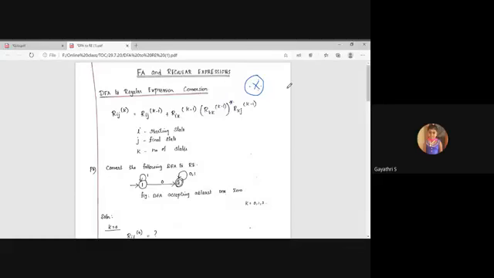This is the actual formula, the method which is called the Rij method. I am explicitly mentioning the Rij method because one more method is there, which can also be used for DFA to regular expression conversion. So there are two methods possible for finite automata to regular expression conversion.